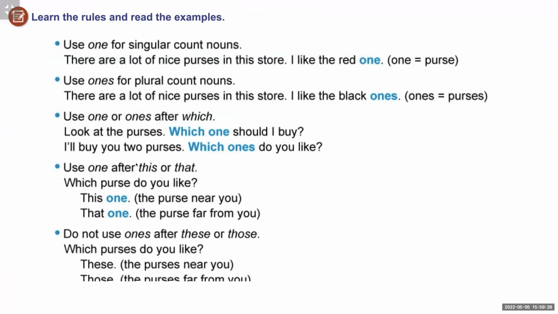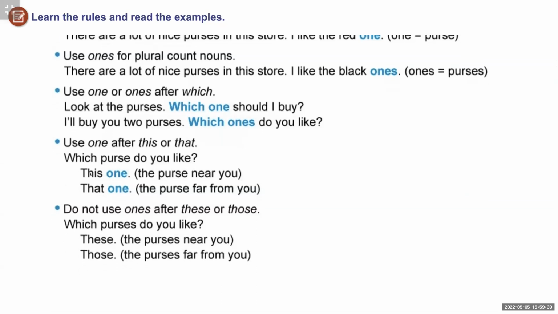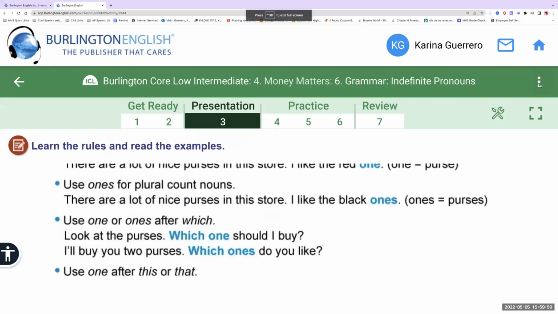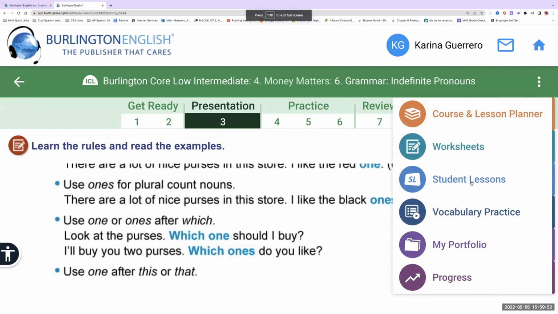And remember we talked about this and that. It's something that is near, this one. Something that is far, that one. And then the plural form of this, these, near you. The plural form of that, those, the person is far from you. So what we want to do now is go to SL, student lessons.